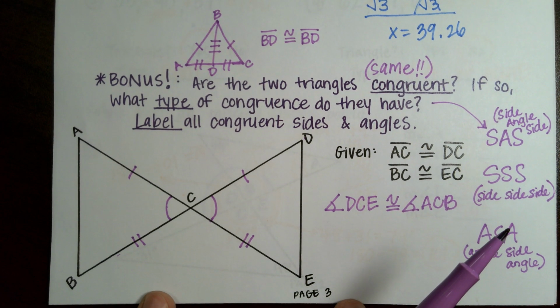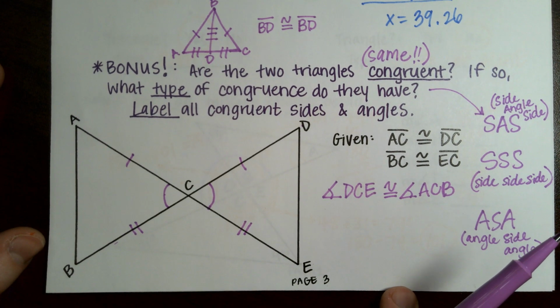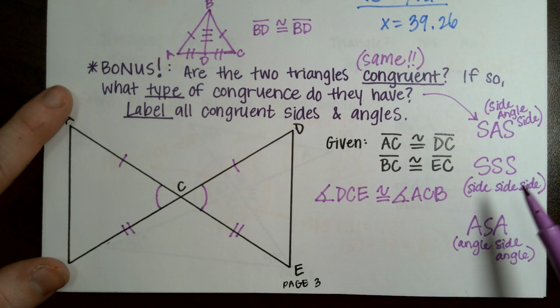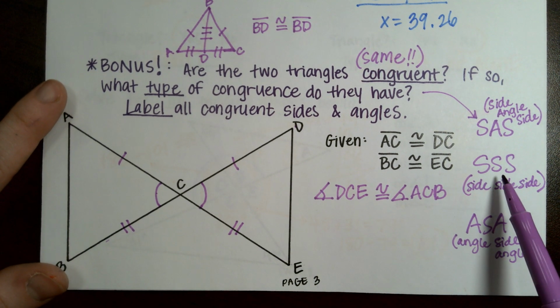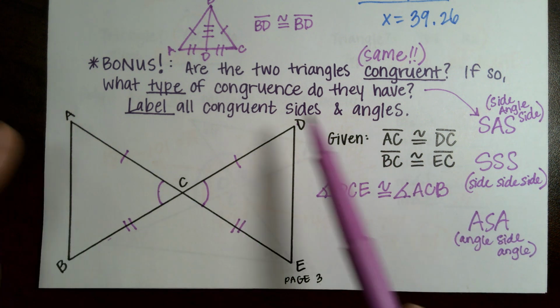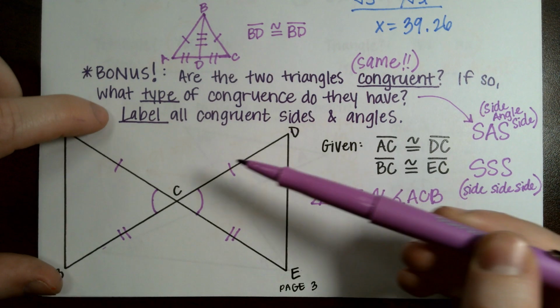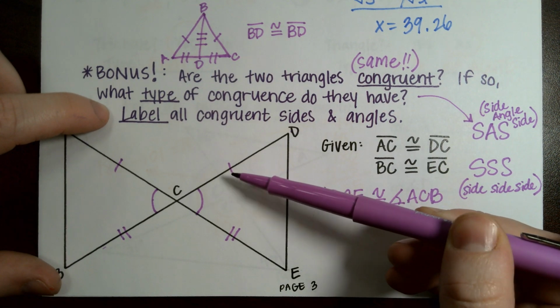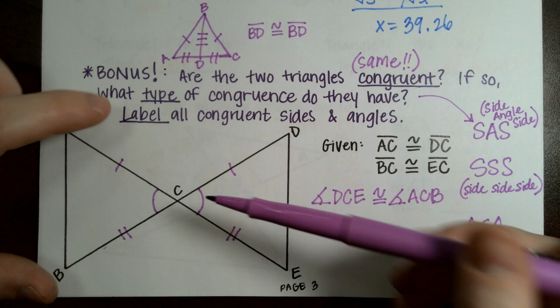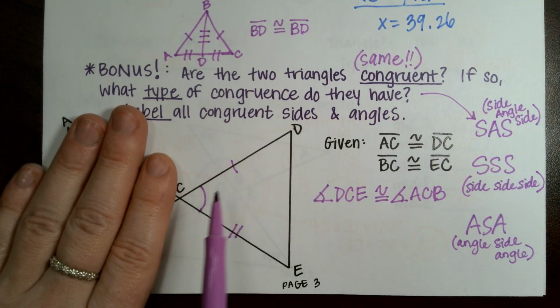So, are these congruent? Yeah. Which one of these, SAS, SSS, or ASA, would these triangles fall into? How do we figure that out? SAS. Okay, so let's look. There's a side, then there's a side, then there's an angle. Which one is in the middle? The angle's in the middle.